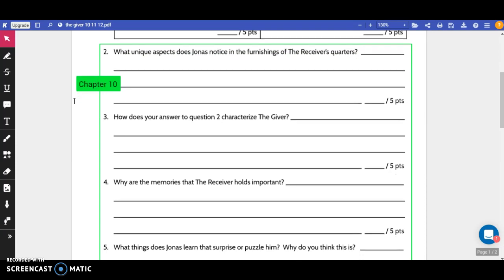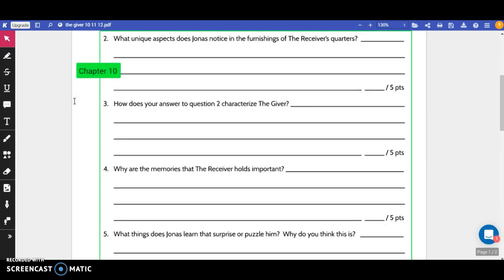Questions 2 through 5 are in chapter 10. Question 2 says, what unique aspects does Jonas notice in the furnishings of the receiver's quarters? Question 3 says, how does your answer to question 2 characterize the giver? Question 4 says, why are the memories the receiver holds important? And question 5 says, what things does Jonas learn that surprise or puzzle him? Why do you think this is?